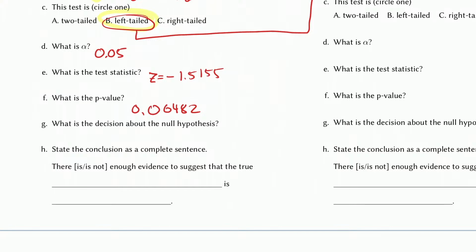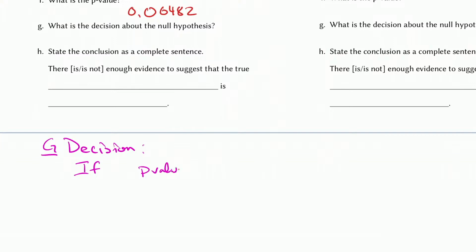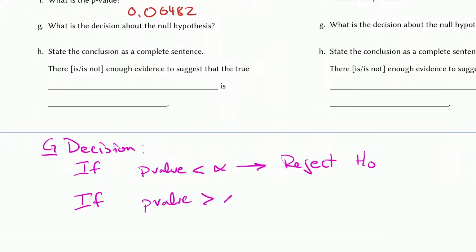So let me explain how to do this. And when we get to the one on the right, we'll go much quicker. So here's what I'm thinking. Okay, maybe I'll go down here. The decision, this is G, and all you need to write is what I put up there. So the decision is this. If the p-value is less than alpha, then you reject the null hypothesis. If the p-value is greater than alpha, then you fail to reject the null hypothesis.